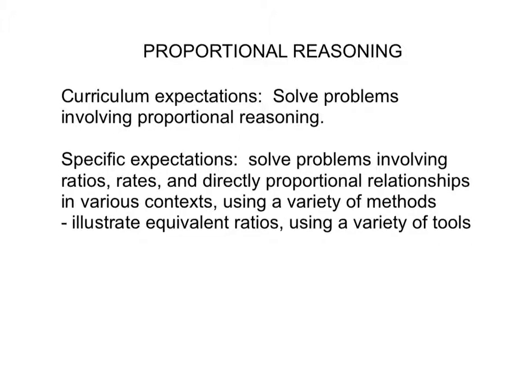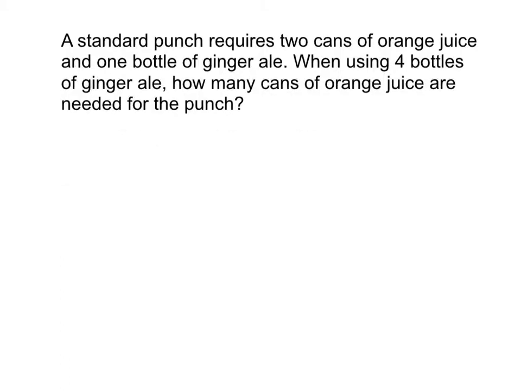Today we're going to be looking at a real-life problem that involves proportional reasoning. And the way that we're going to solve this problem is by using a graph. So let's begin by looking at the question. The question says that a standard punch requires 2 cans of orange juice and 1 bottle of ginger ale. When using 4 bottles of ginger ale, how many cans of orange juice are needed for the punch?